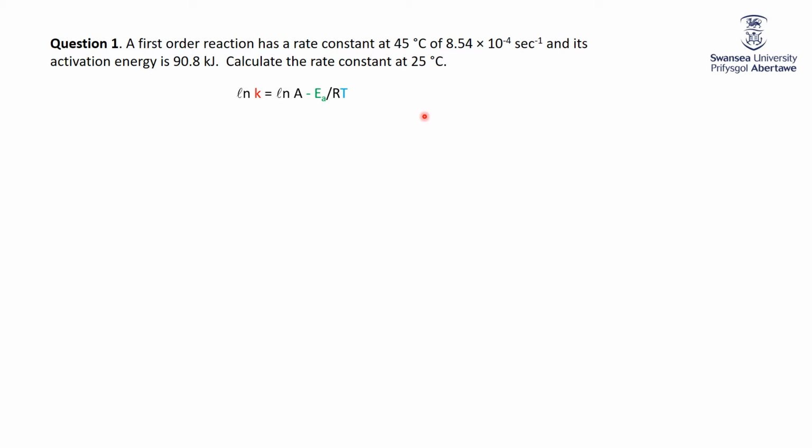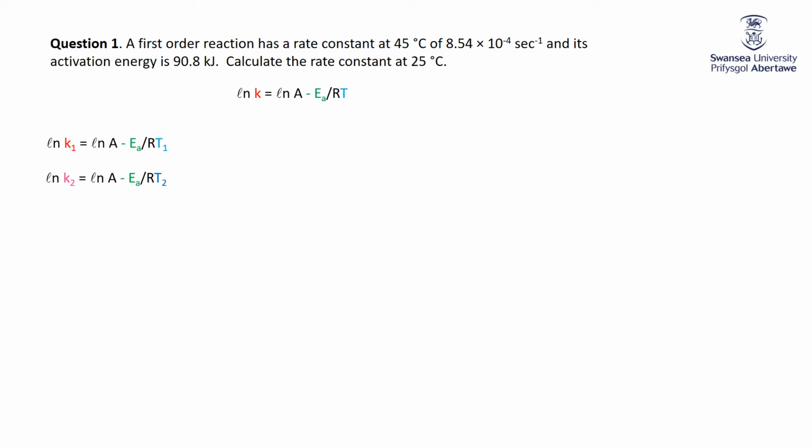Now, what we have here is we actually have two temperatures. So it's two sets of conditions. So let's put in generic letters into the Arrhenius equation for that. So we'll say we've got one set of conditions, the rate constant is K1, the temperature is T1. At the second set of conditions, the rate constant K2, the temperature T2. And notice that the Arrhenius constant, activation energy, and R are constants for that given reaction.